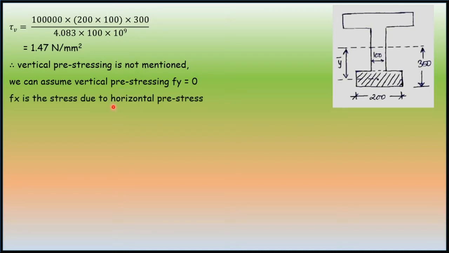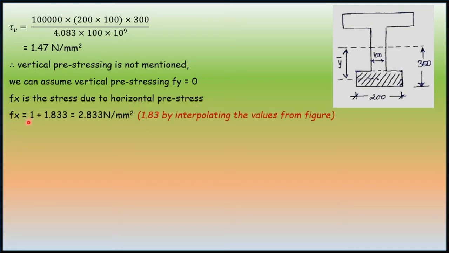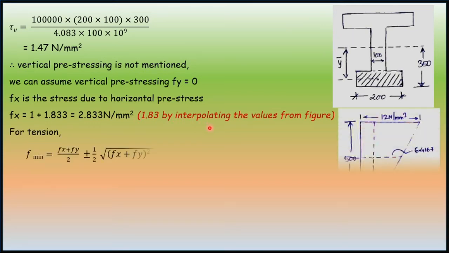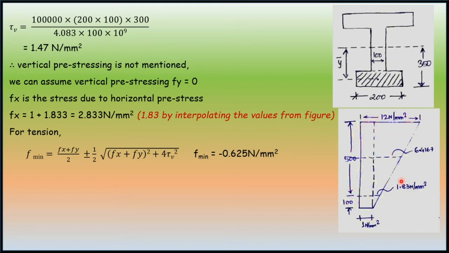Fx is the stress due to the horizontal pre-stress. Fx is equal to 1 plus 1.833, which is 2.833. We got this 1.833 by interpolating the values from the figure. This is the interpolation part where we are doing it for the bottom web only, here at this point only. When we interpolate here, the 12 newton per mm square and 1 newton per mm square are given in the question. We are interpolating these values to know how much is at this junction.